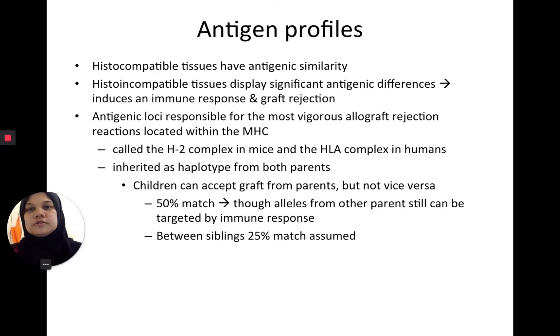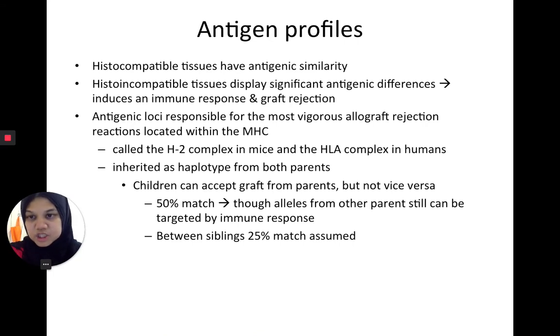So the whole idea of rejection, and how the body recognizes whether or not something is coming from a different host, is histocompatibility. A lot of the antigenic loci responsible for allograft rejection are located in the MHC. It's called the H2 complex in mice, and in humans it's called the HLA, the human leukocyte antigen complex. These are inherited, and children can accept a graft from the parents, but not vice versa. So although a child should be able to accept a graft from the parents without rejecting it, it's harder for a child to donate to the parents without some risk of graft rejection.